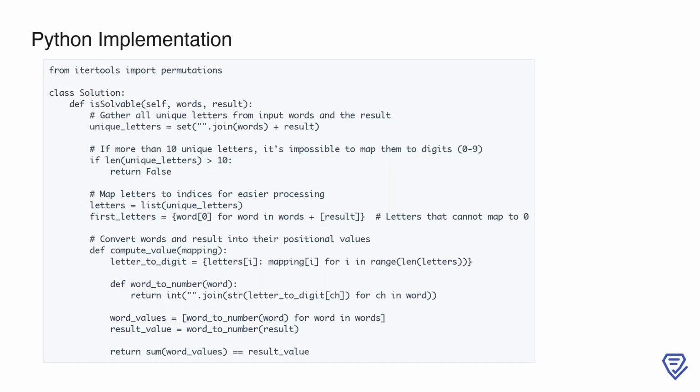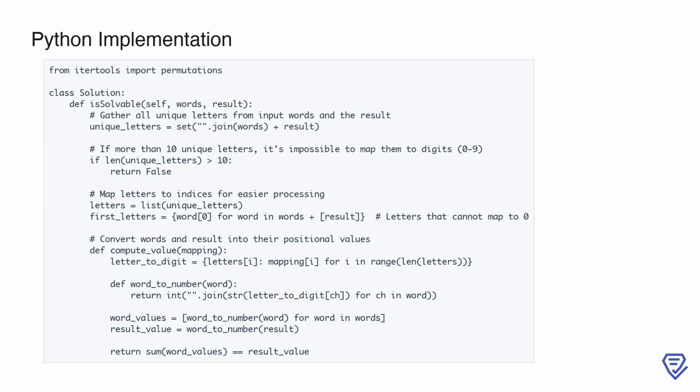Here, we start by importing the permutations function from the itertools module, which will allow us to generate all possible arrangements of digits later on. Then, we define a class called Solution, and its primary method is isSolvable, which takes two arguments, words and result. The first step inside the method is to gather all unique letters from the input words and the result string. This is done by concatenating all the words and the result, and then converting the combined string into a set to extract unique characters. Since we can only map at most 10 letters to the digits 0 through 9, we perform a quick check to see if the number of unique letters exceeds 10. If it does, we immediately return false, as the problem would be unsolvable.